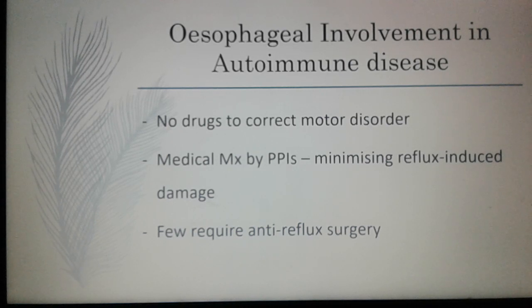Till now, for the motor disorder, no drugs are available to correct it. So for medical management, the basic drugs are the proton pump inhibitors. Why proton pump inhibitors? Because these drugs can minimize the reflux-induced damage that is being done in these types of patients with autoimmune diseases involving the esophagus. So start with proton pump inhibitors. At least we are minimizing the damage. And a few patients, if they are very much symptomatic, may require anti-reflux surgery, as that is indicated for gastroesophageal reflux disease.